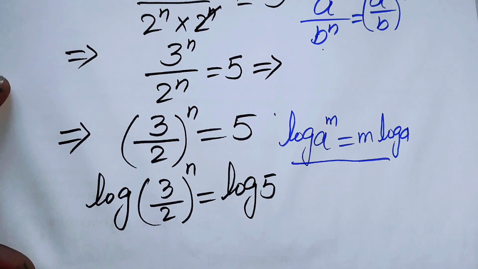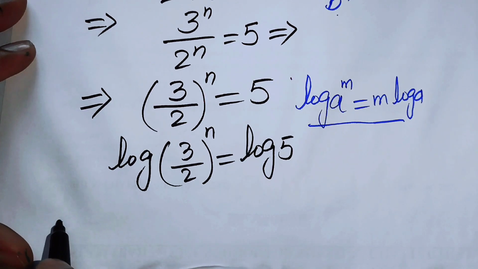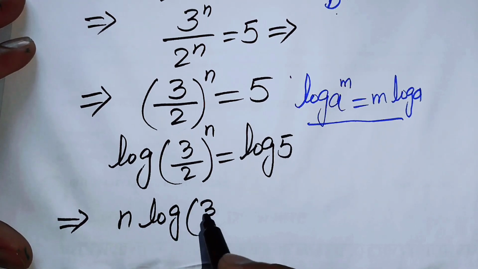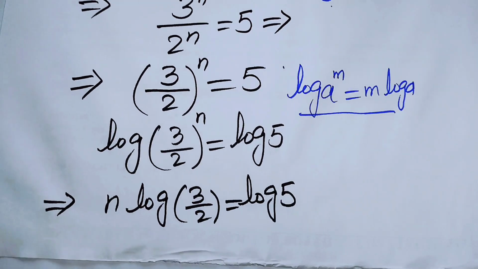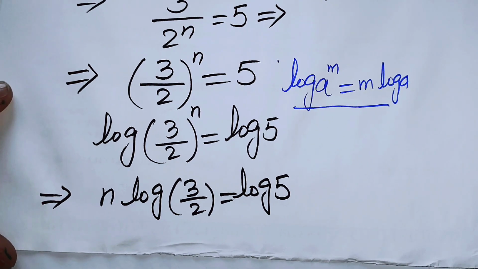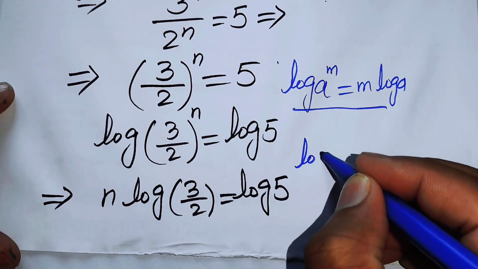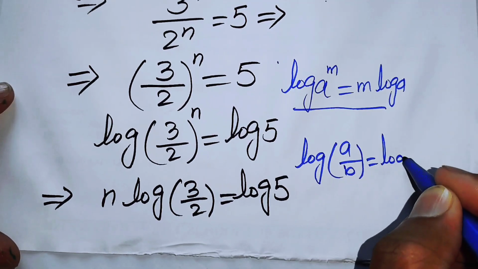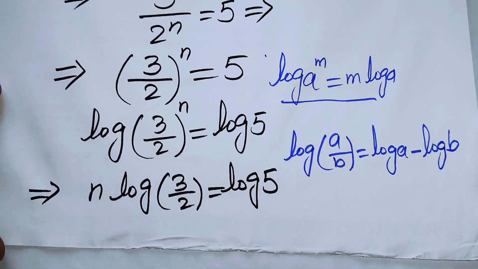Now we use this nice property of log in the left hand side, so that it becomes n times log 3 over 2 is equal to log of 5. And here you see that we will apply another property of log in order to simplify the terms, so that here you have log 3 over 2, and we can use this property: if you have log of a over b, it is equal to log of a minus log of b.